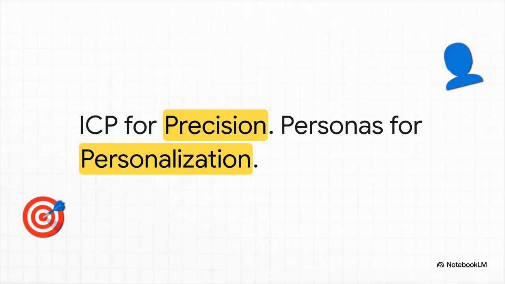If you remember one single thing from all of this, please make it this right here. ICP gives you precision. It makes sure you're aiming at the right target. Personas give you personalization. They make sure your message actually connects with the human on the other end. You absolutely need both to win. It's that simple.